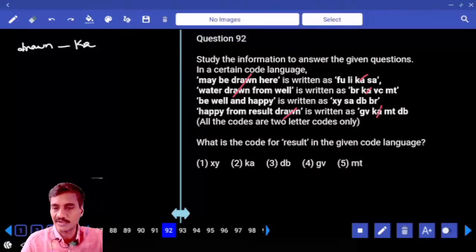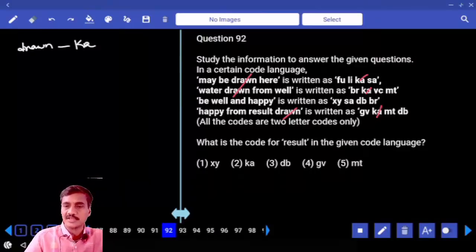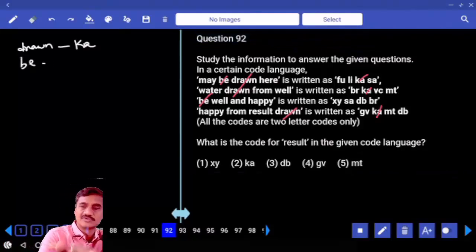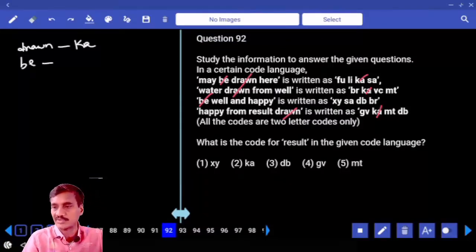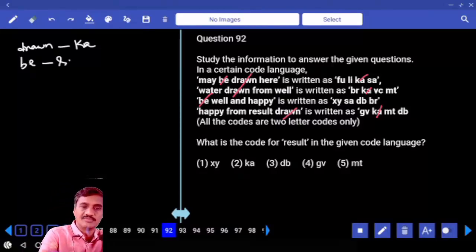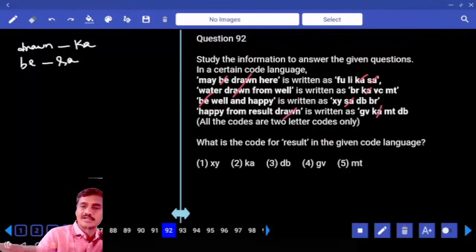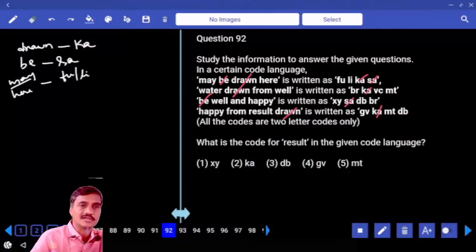And if you compare 1 and 3, tell me what is common, may be here. Now B is the word that is common between 1 and 3. As B is the word that is common, the code that is common is SA. The code for B is SA. And again, if you compare 1 and 4, may and here, now none of these two words may and here were repeated in the remaining statements. So the code for may and here is FU or LI in any order.